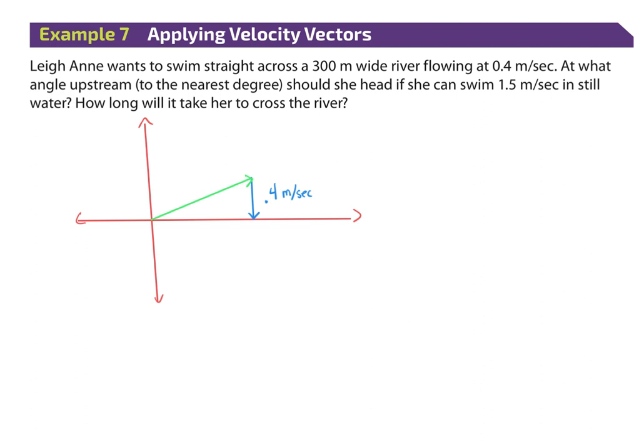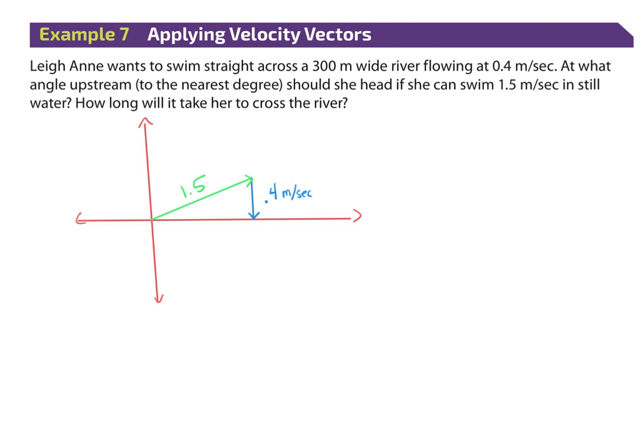So what do you have to do? You have to compensate. And that's what they're wanting to know: how is she going to have to compensate? We know how fast she can travel in still water, so that is how fast she is traveling on her own accord. So this line that I just drew is going to be the 1.5, because that's all she can give us, right? That's what we know she can do.